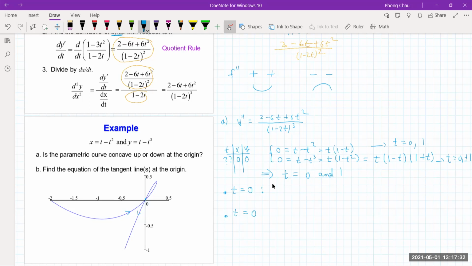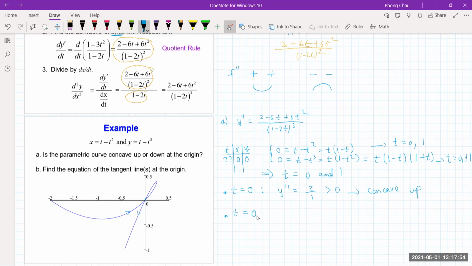When t equals 0, we plug into the second derivative. I get 2 over 1 to the third power, which is 2 over 1. That's positive, so the graph is concave up.